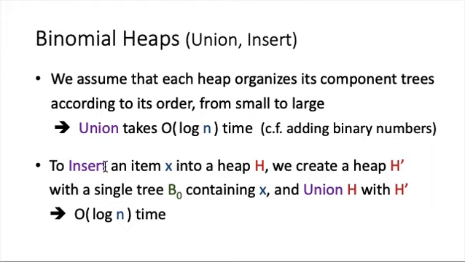Now, when we want to insert an item into an existing heap, we apply the union operation as a subroutine. First, we create a heap H prime with a single tree B0 containing the inserted item X. So we now have the original heap H and the new heap H prime with a single node. Then we call union. So inserts can be done by taking constant time to create this single node tree B0 and then log n time to do the union. So inserts can also be done in order log n time.